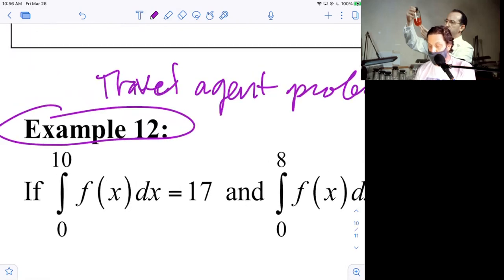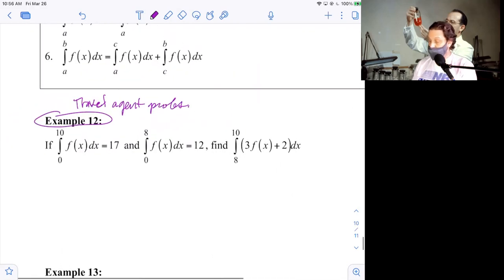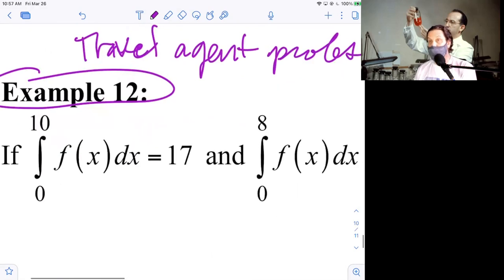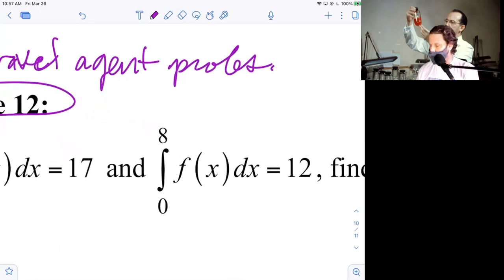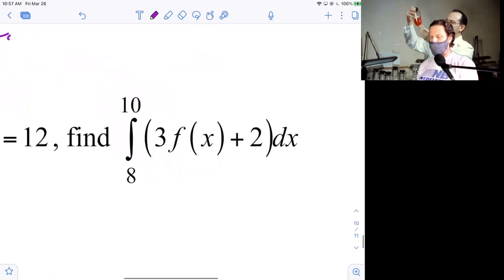Travel agent problem. Okay, so you have some random information about a function that's just given to you. For instance, we know that the integral of some function f of x from 0 to 10 equals 17. Okay, 17 is not necessarily the area, but it's for sure the net accumulation. For the same function from 0 to 8, we know the net accumulation is 12. You're going to be asked to use that information to evaluate something else about that function. And in this case, it's from 8 to 10 of 3 times that function plus 2.